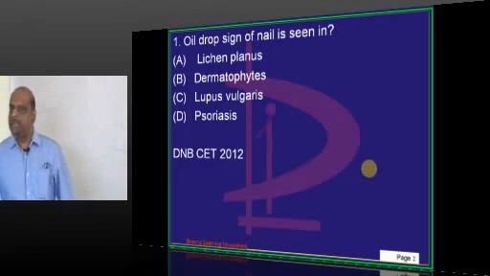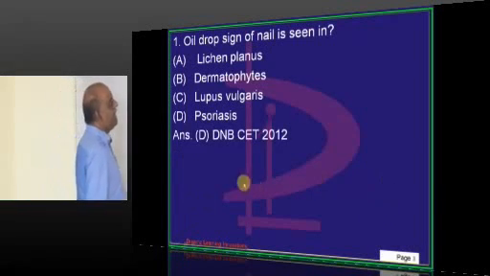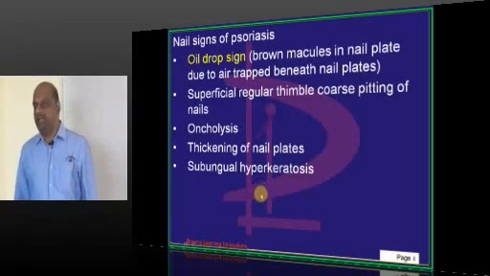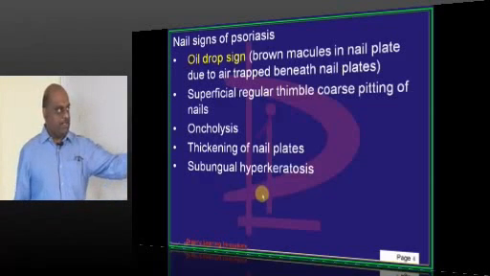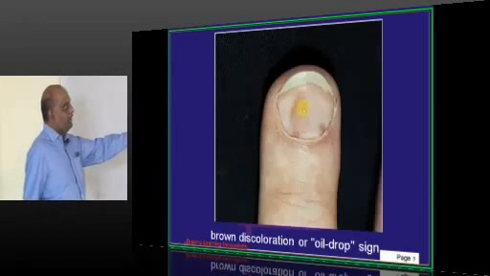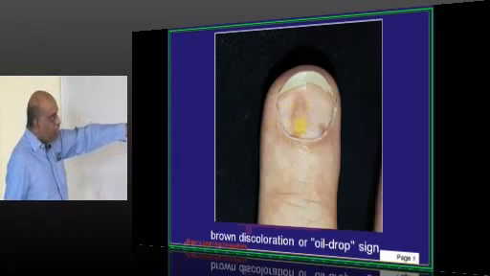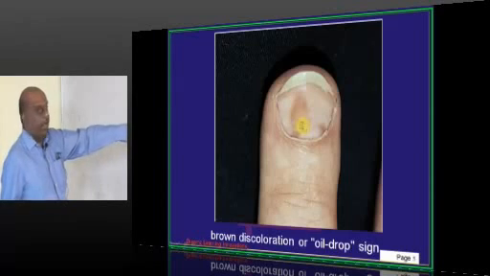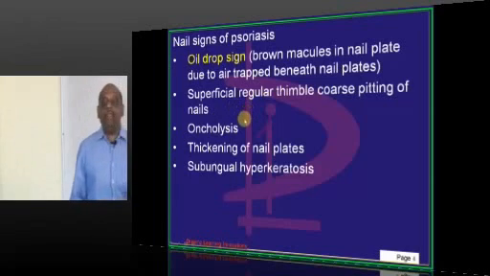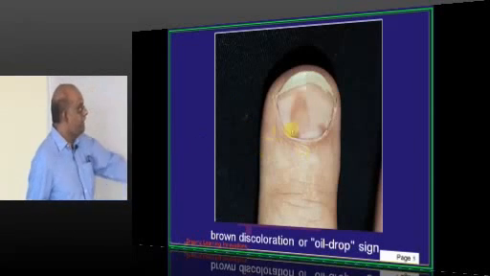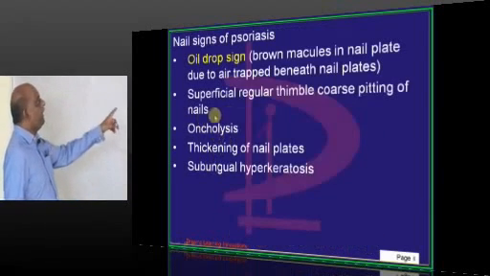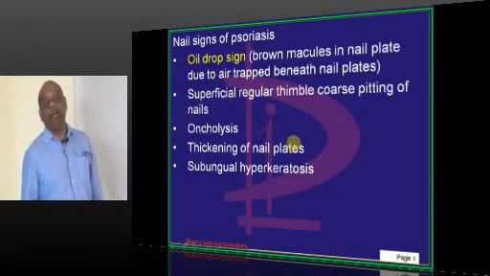Where do we see oil drop sign? Oil drop sign is classically seen in case of psoriasis. So what is oil drop sign? As the name says, it looks as such oil has dropped on the nail. There is a brown macule on the nail plate, and it is the air which is trapped beneath the nail plate which gives the appearance as such, which is basically called the oil drop sign, is what you need to basically remember.